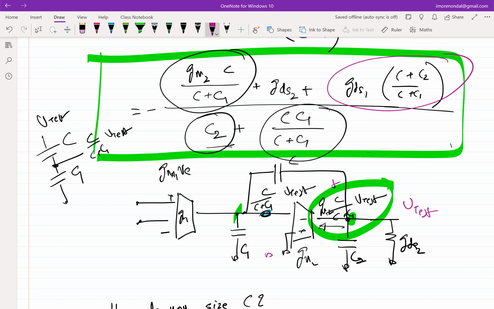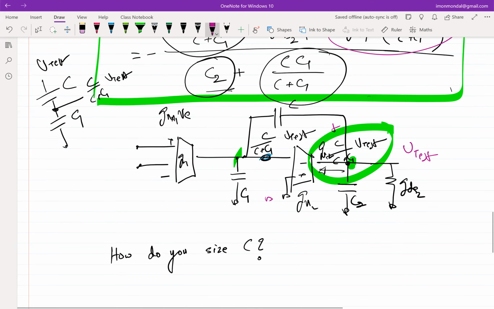Earlier, before this compensation, P2 was a function of GDS. So now do you think P2 is staying where it was earlier, or P2 has moved to a higher frequency? P2 has moved to a higher frequency. That's all the better, right? Now I can split the poles to both sides. I am pushing the pole P1 to a lower frequency and moving P2 to a higher frequency. So this is a fascinating way of splitting the poles using Miller capacitances.